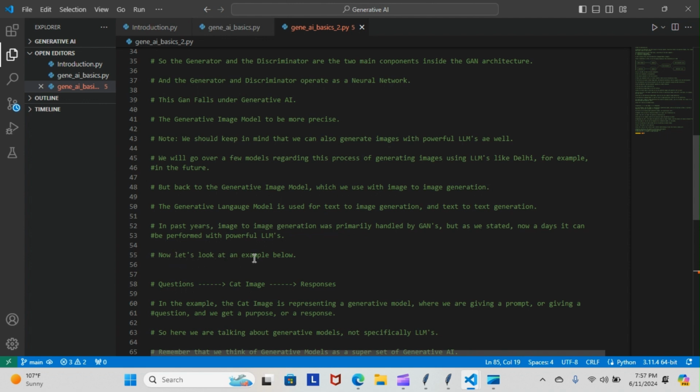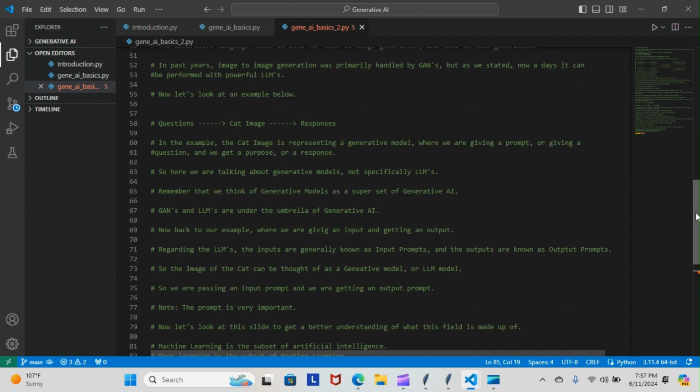Now let's look at an example below. We have questions, we have a cat image, and we have responses. In the example, the cat image represents a generative model where we are given a prompt or a question and we get a response.